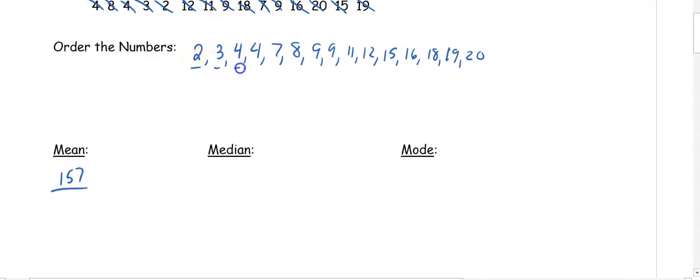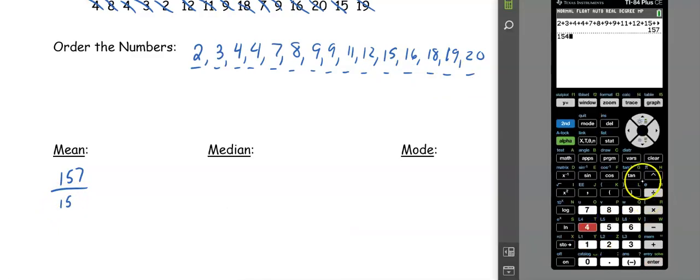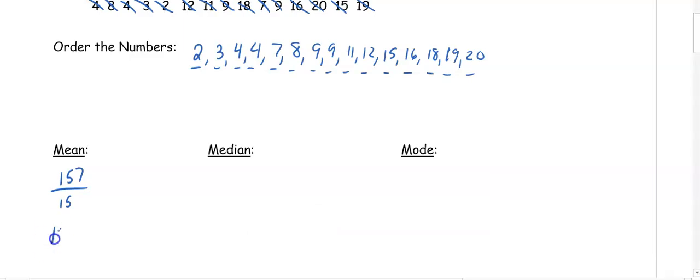So we have 1, 2, 3, 4, 5, 6, 7, 8, 9, 10, 11, 12, 13, 14, 15. So we're going to divide that by 15. So 157 divided by 15. And we're going to round that to 2 decimal places. So that would be 10.47.